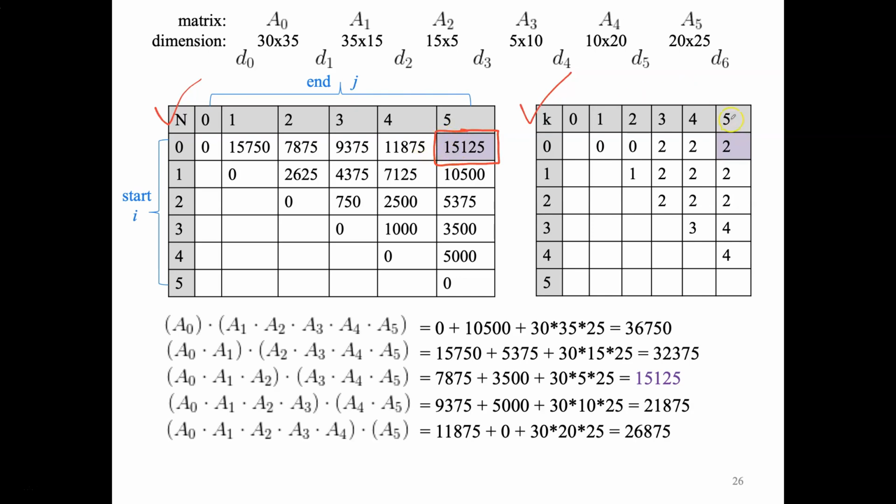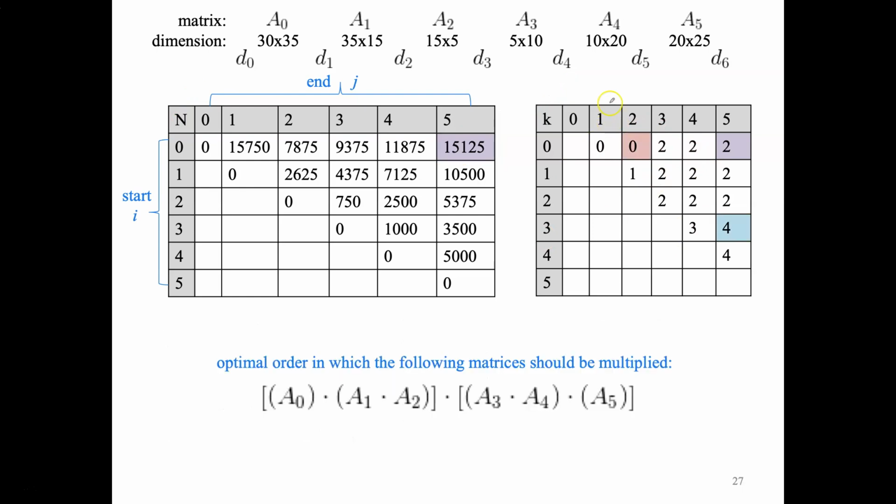Okay, but our goal here was to find a parenthesization. So we need what parenthesization coincides with this many scalar operations. This is where our k table is going to come into play. So we need to now reinterpret this k table to figure out what it means, how we should parenthesize this chain of matrices. I have the solution here, but let me go one by one through how we got to this parenthesization.